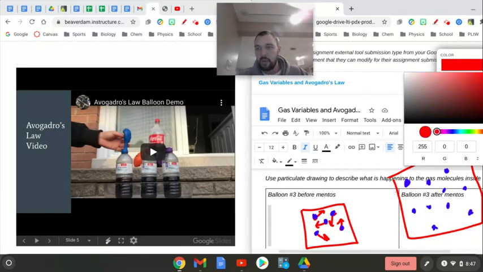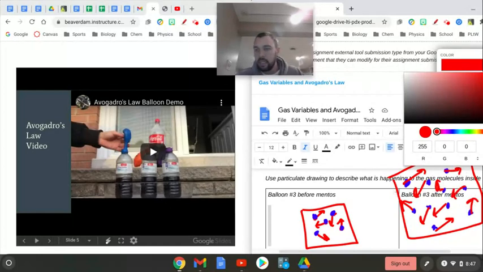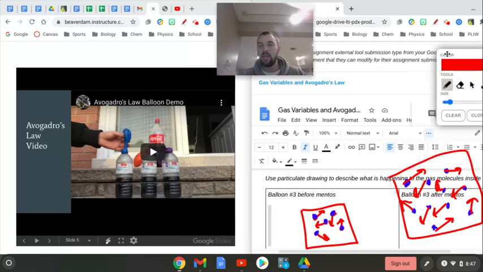Now I'm going to go back to red here. And they're going to have arrows and they're going to be moving, just like the other ones. Now the arrows should be approximately the same length. They're all moving in random directions, but because there's more particles, they need more space to move. So they're going to make whatever container they're in, as long as the container is flexible, and we'll assume that it is, grow. It's going to get bigger so it can contain all those particles. That's what Avogadro's law is saying.